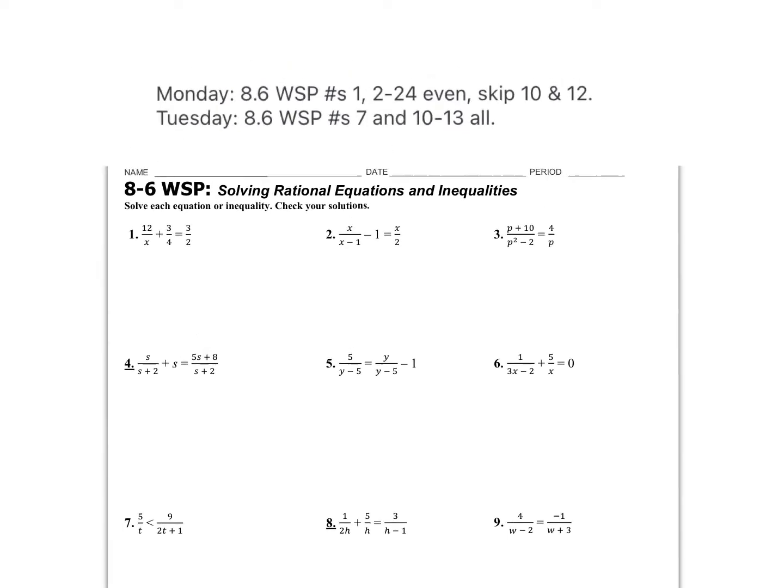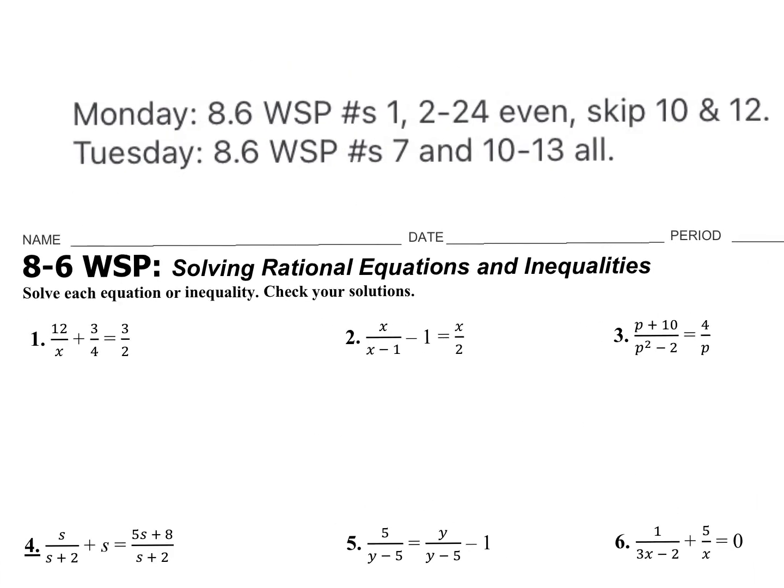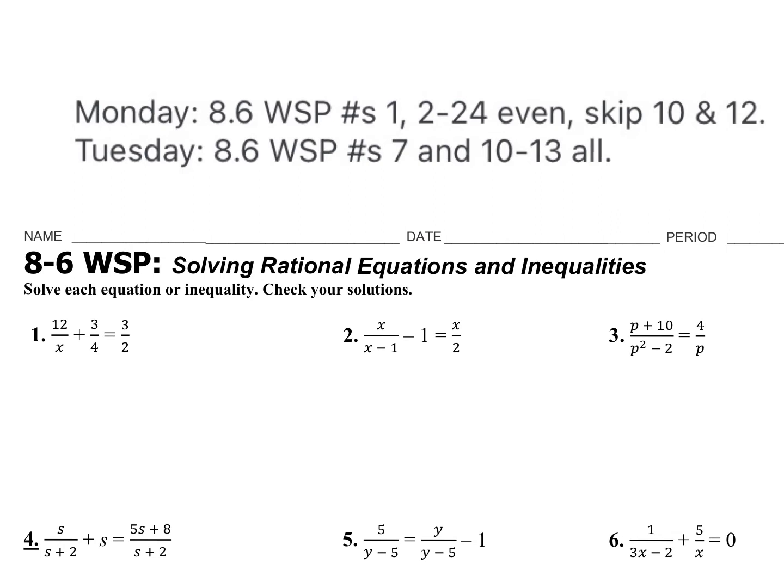So this is our homework for today and for tomorrow. We're doing numbers 1 and also 2 through 24 even, but we're going to skip 10 and 12. And this is all in Google Classroom. Don't think that you need to write this down right now.